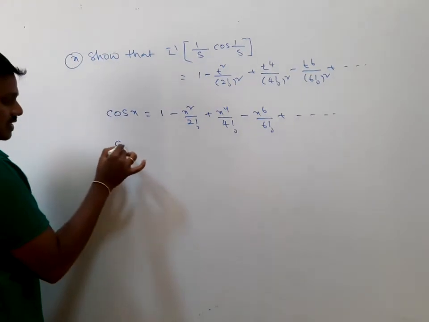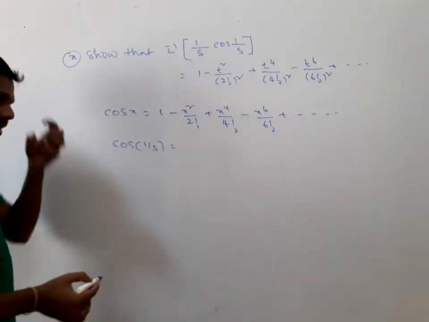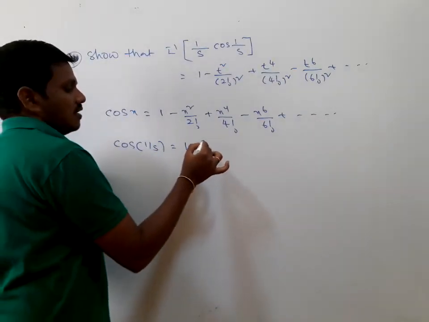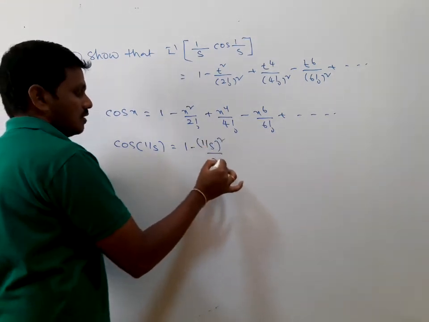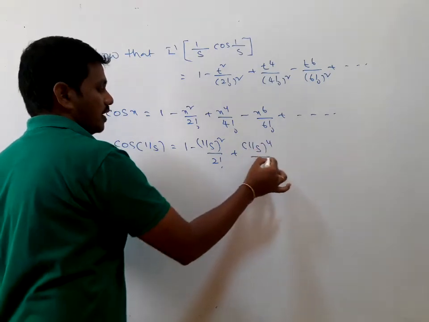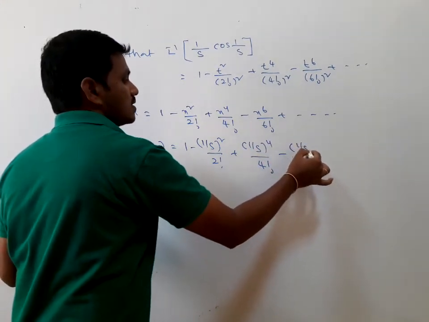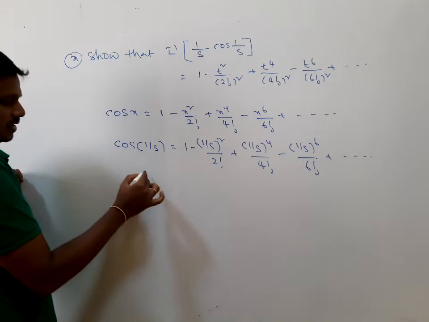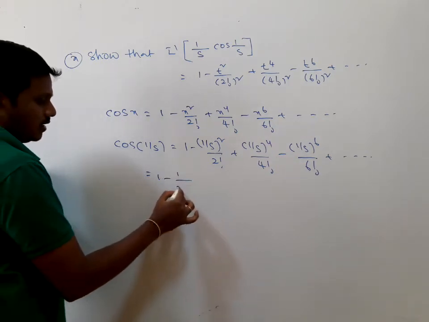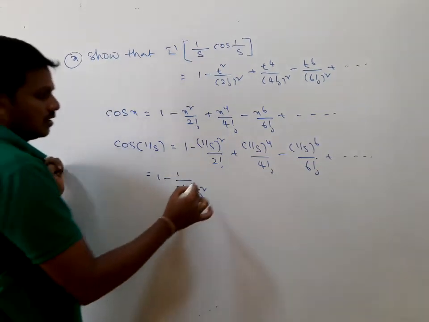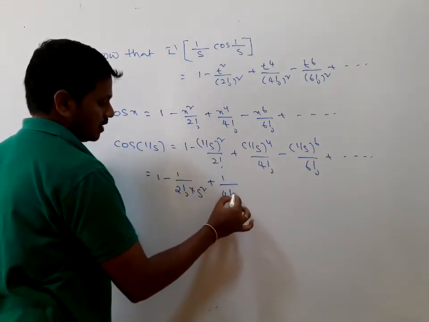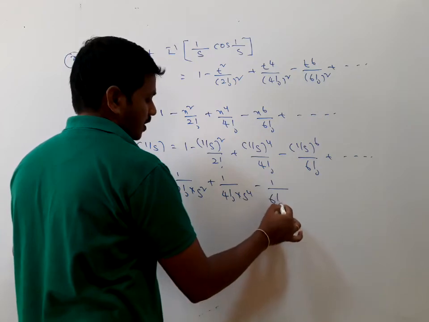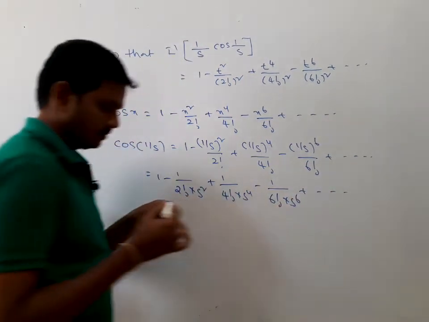But here it is cos 1 by s. So you replace x with 1 by s. So 1 minus 1 by s whole square by 2 factorial, plus 1 by s whole to the power of 4 divided by 4 factorial, minus 1 by s whole to the power of 6 divided by 6 factorial plus so on. Which is the same as 1 minus 1 by 2 factorial into s square plus 1 by 4 factorial into s to the power of 4 minus 1 by 6 factorial into s to the power of 6 plus so on.